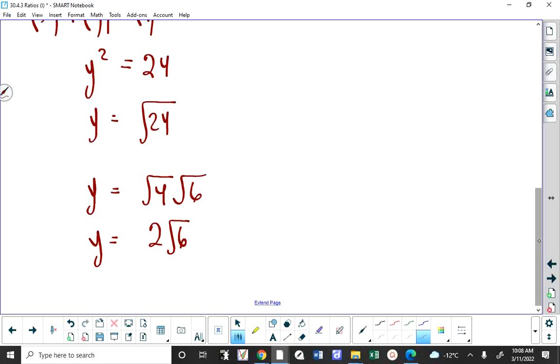Any questions on getting root 24 into 2 root 6? Some of you might have been taught to do this by taking 24 and writing it using a factor tree and pulling out pairs of numbers.